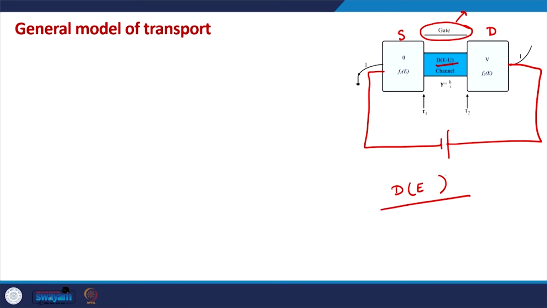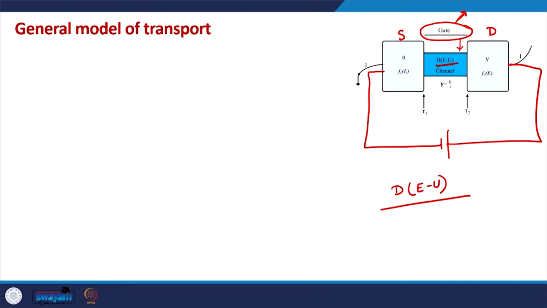If we have a third terminal as well, the gate terminal, and if we apply a voltage on this third terminal, because of the electrostatics in this direction, this can alter the density of states, and the effect is incorporated in this way.